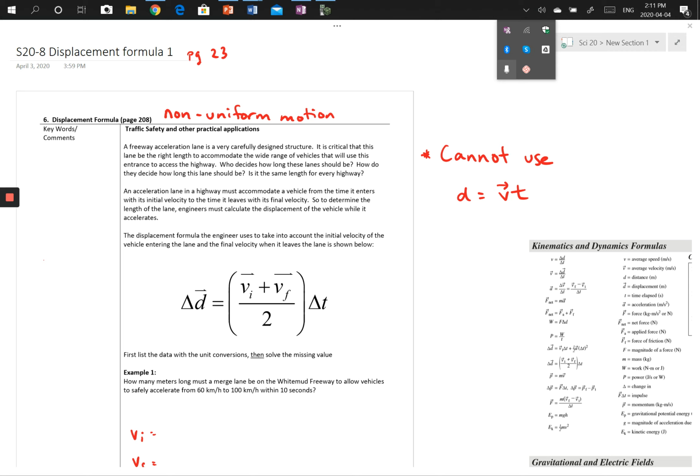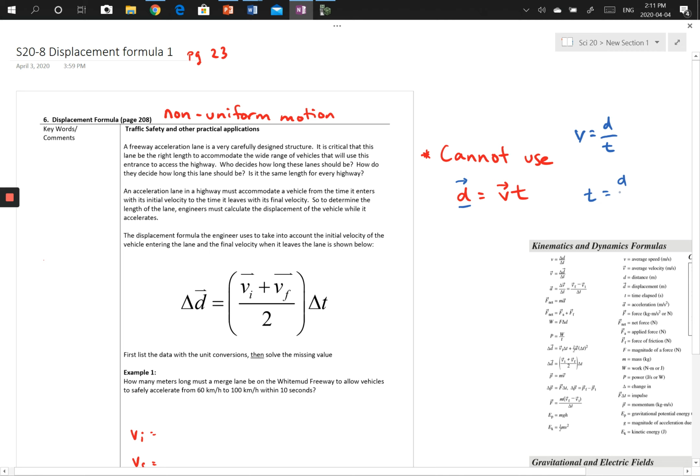Now, for uniform motion, we have a formula that looks like this: velocity equals distance or displacement over time. We can manipulate that to find our displacement. And we can also manipulate this formula to find time. If we want to find time, it's going to be displacement over velocity. So that's all for uniform motion. I cannot use this formula for an object that is speeding up or slowing down, accelerating or decelerating. So I had to use something a little bit different.